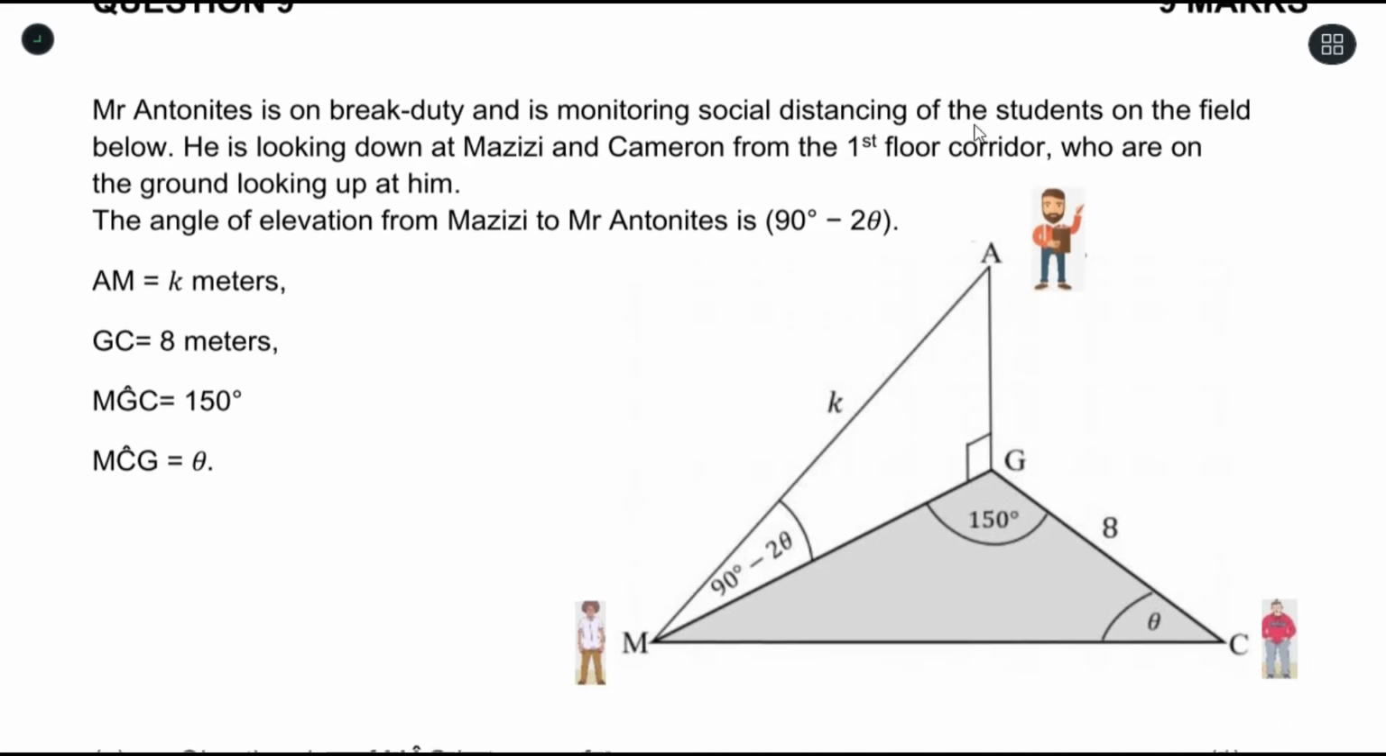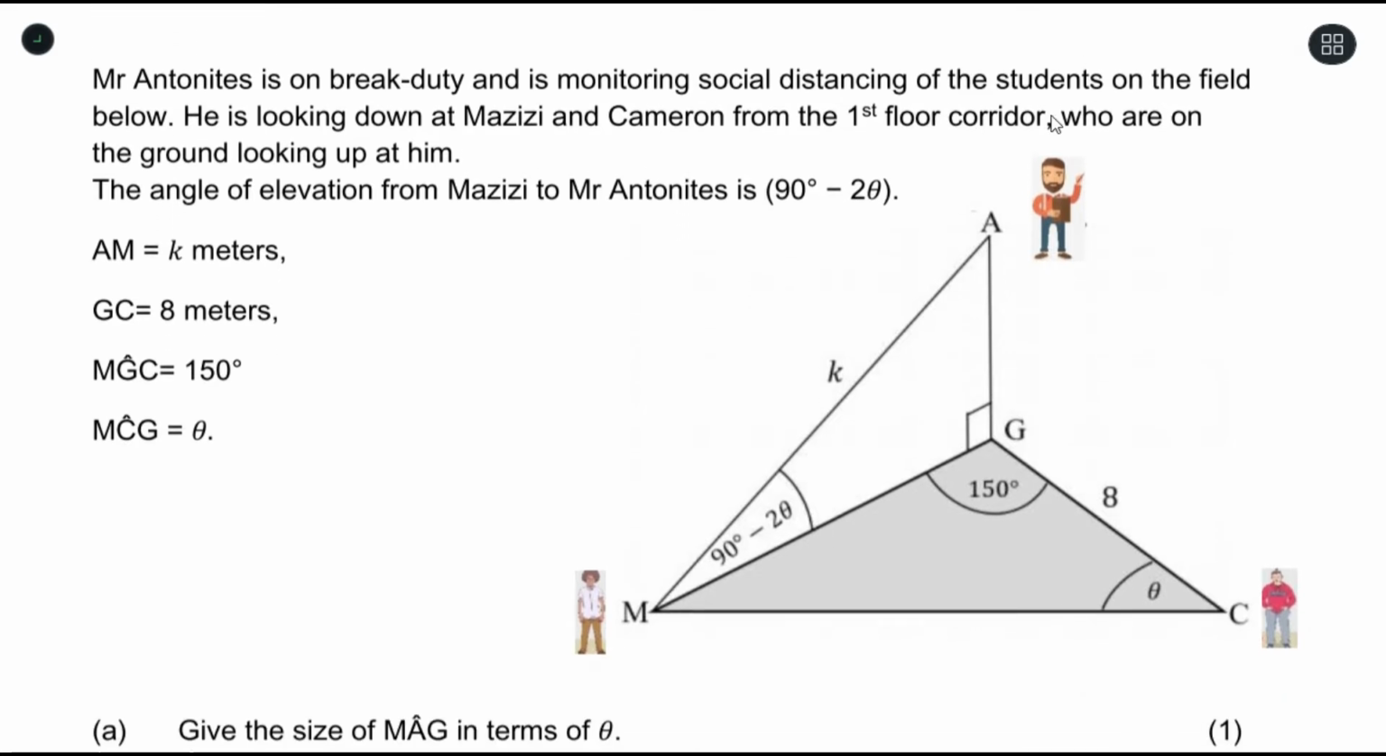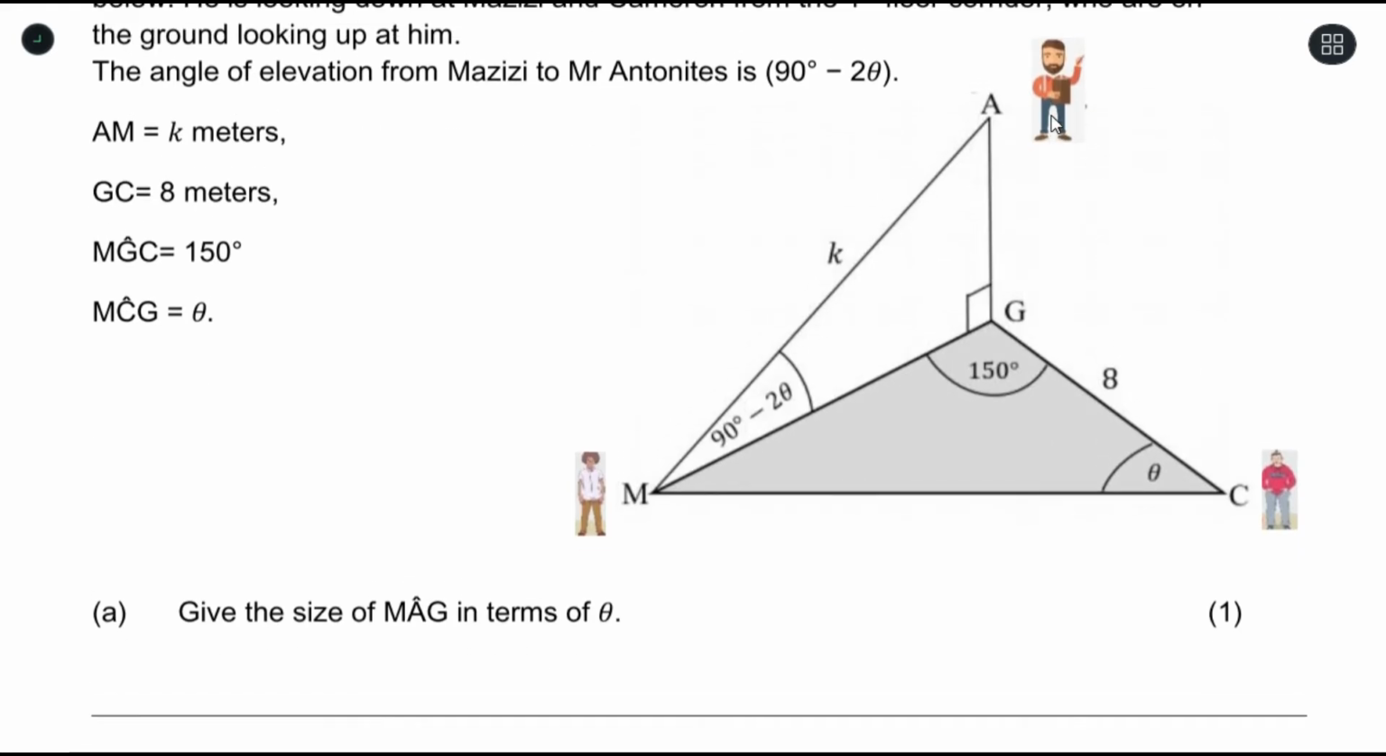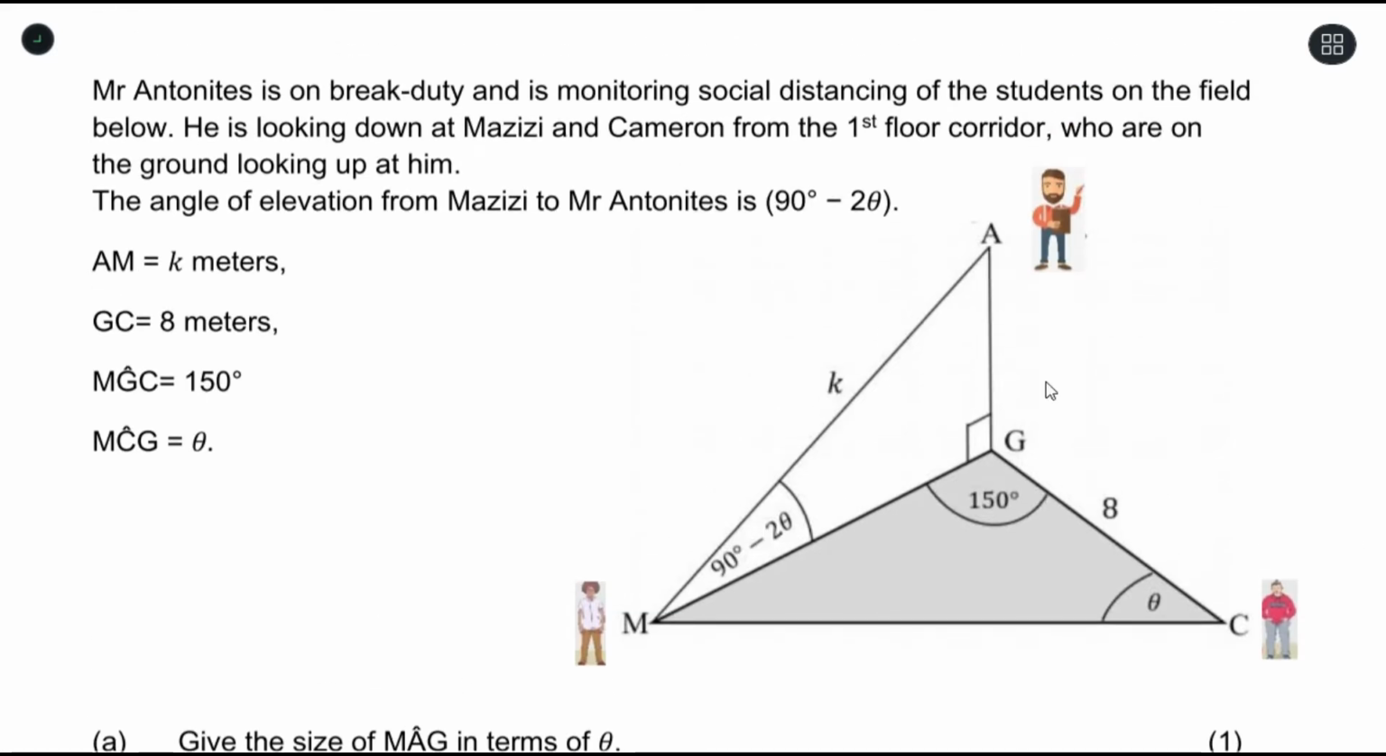Now they tell us here that AM is K meters, GC is 8 meters, angle MGC is 150 degrees and angle MCG is theta. So the first question here asks us to get the size of angle MAG in terms of theta. Now before we do all this, because this is 3D trig, I'll recommend you redraw this as the right angle triangle that it is.